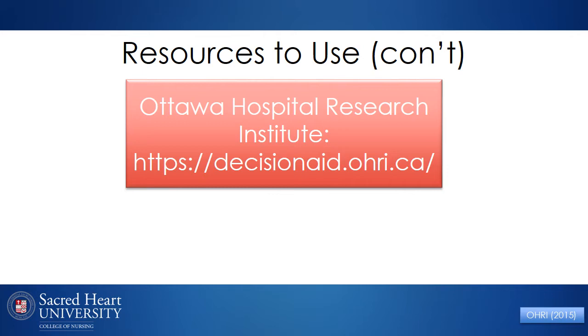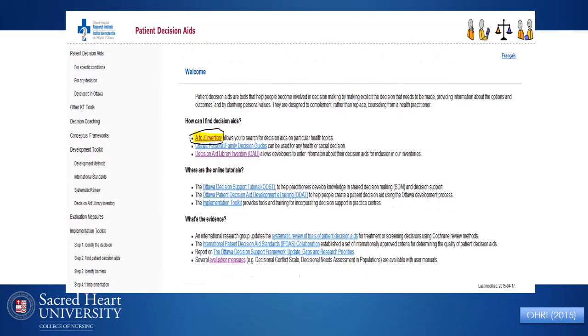Next, we're going to talk about actual patient decision aids that are out there being used in practice. The Ottawa Hospital Research Institute has developed a growing inventory of patient decision aids used around the world. This is your one-stop shop for decision aids. You can find this inventory by visiting the site mentioned on your screen. Once you're on this site, you are going to click on the A to Z inventory highlighted and circled on your screen. This is where all the patient decision aids are housed.